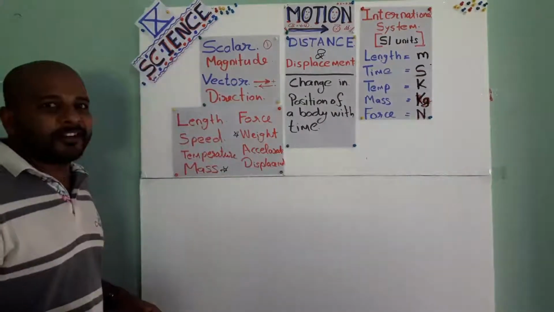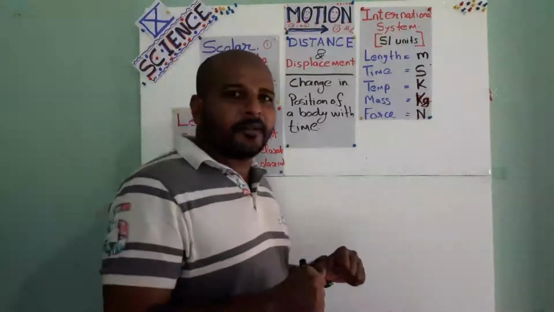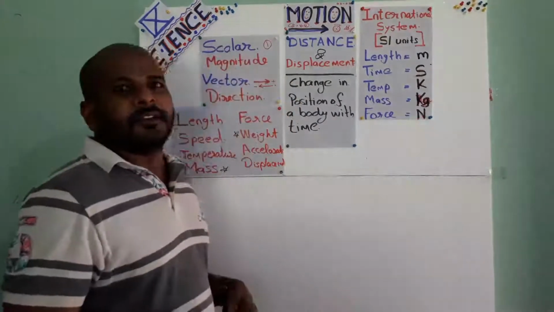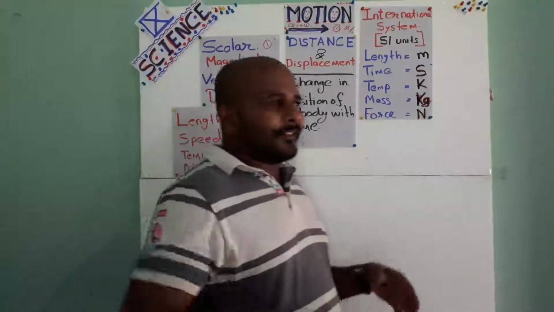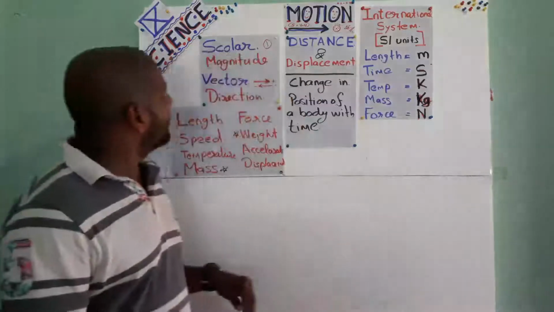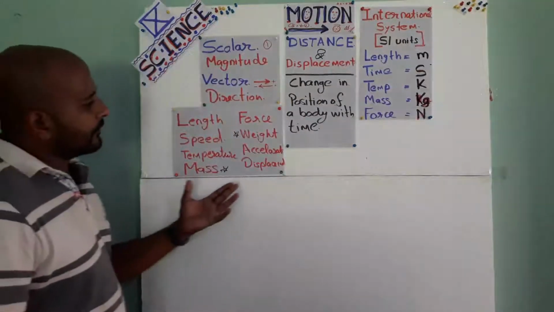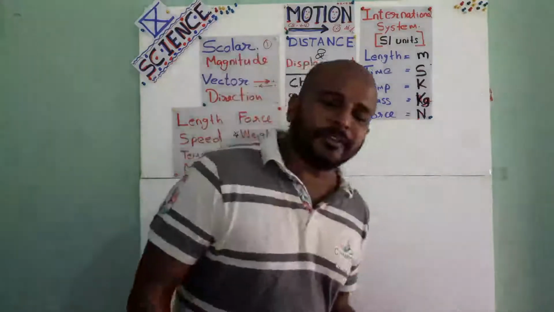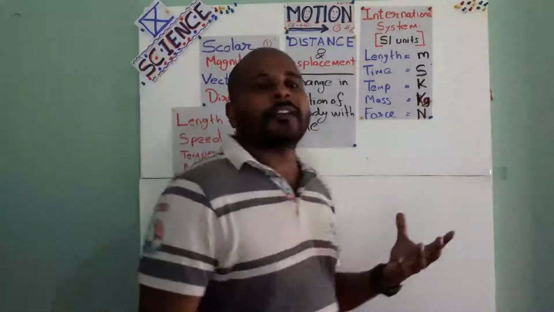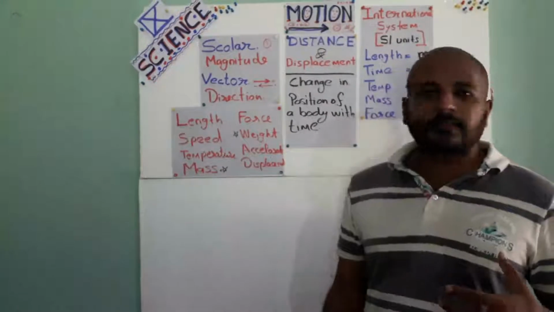Next one is acceleration. You have heard about the accelerator in your bike or in your car. If we step on that accelerator, your car or bike will move with speed. That is also a value. Displacement is also a different value. So, scalar quantity and vector quantity. These are different types of quantities.